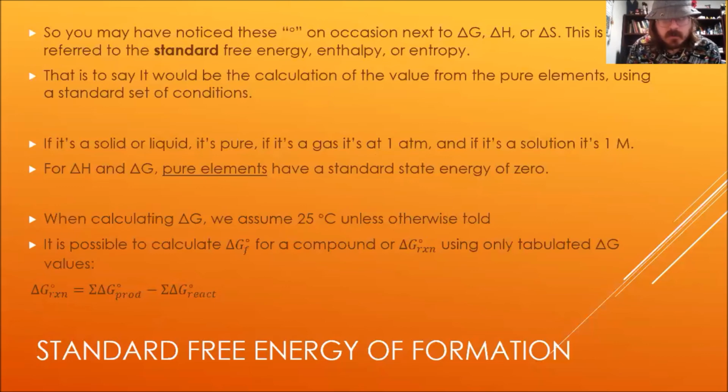But if it's not at 298, that's when you have to use the delta H and delta S, because delta G is temperature dependent. But if we measure it from a standard point of 25 degrees Celsius, 298 Kelvin, it doesn't matter because it's the same.